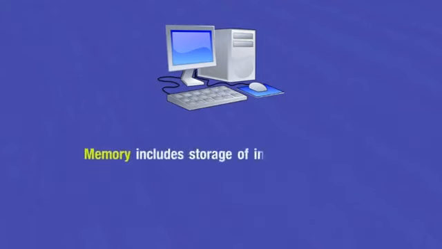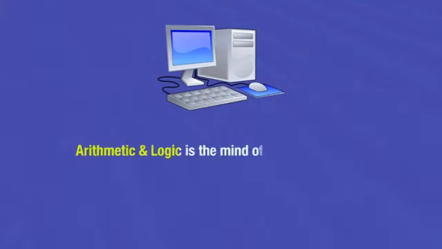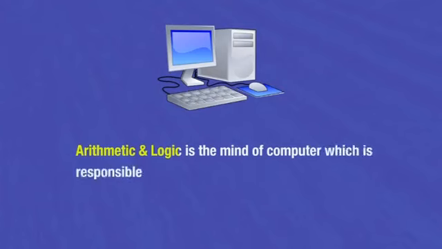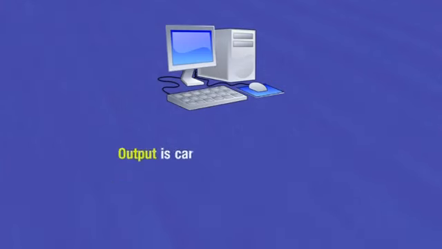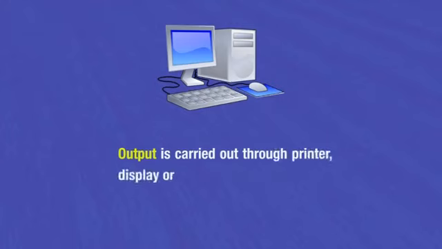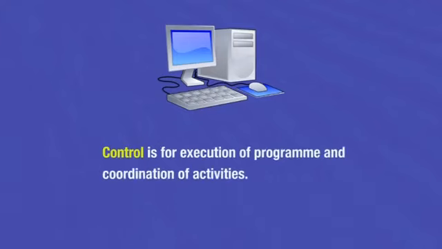Memory includes storage of information which can be retained whenever required. Arithmetic and logic is the mind of computer, which is responsible for data manipulation and computation with high speed and great accuracy. Output is carried out through printer, display or cassettes. Control is for execution of program and coordination of activities.